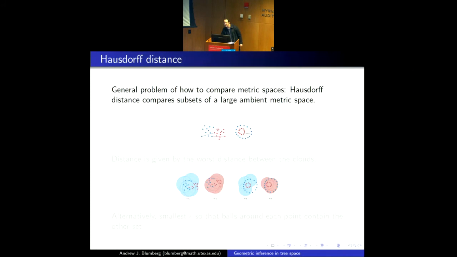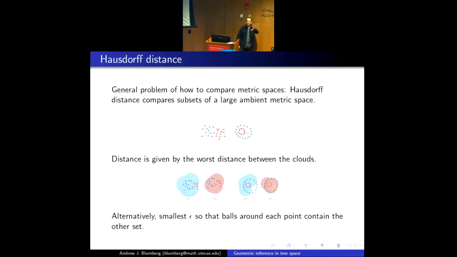And a nicer way of saying this, maybe, is that I take the blue points and I blow up balls around them until I've encapsulated all of the red points. And that gives me a number. And I take the red points and I blow up balls around them until I've encapsulated all of the blue points, and that gives me a number, and I take the smaller of those two numbers. So this is some measure of how close these things are.